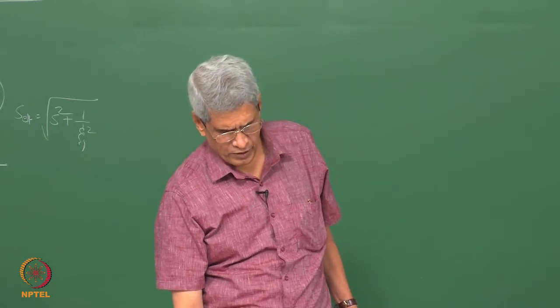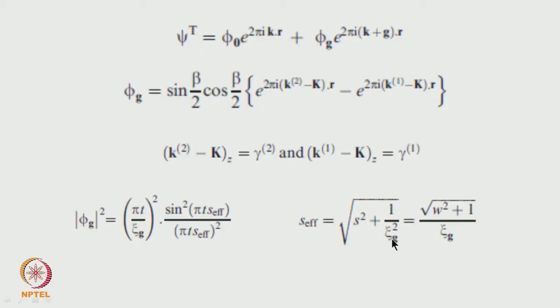This S effective turns out to be the root of S squared plus 1 by psi g squared. All the derivations I have left out because it is a lot of mathematics which is unnecessary, but what you should remember is that this is how the intensity of the diffracted wave is going to be. And when S becomes 0 also, this will become 1 by psi g squared, correct. So you can substitute for S effective into it, then you will find that there will be a fluctuation taking place. Is this clear?